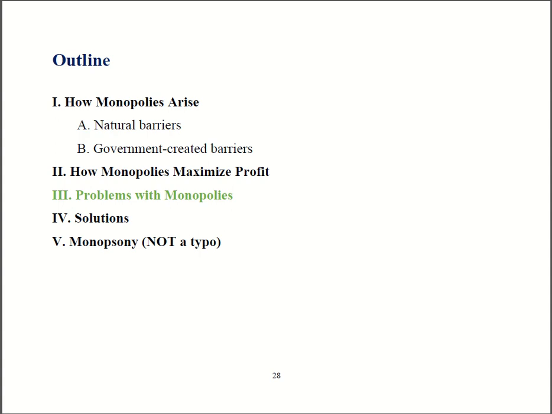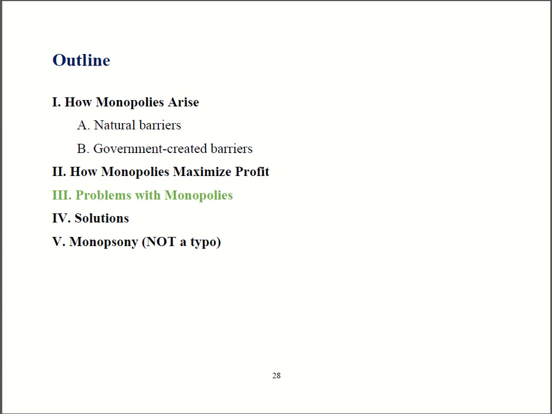Today we are still in Chapter 10, looking at monopolies. We learned last time how monopolies arise. A key condition was that there had to be barriers to entry. If there were no barriers, if the barriers were low, then new firms would start joining the market and competing with them, so monopoly would not last very long.